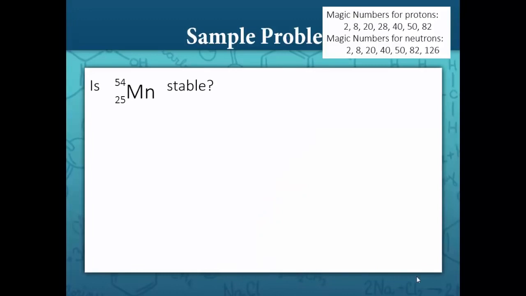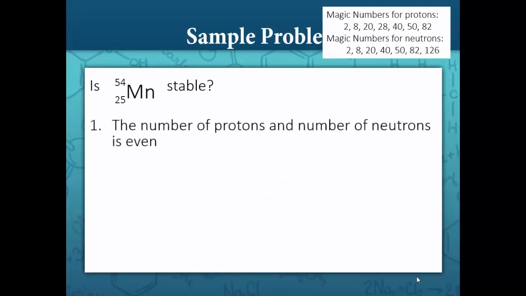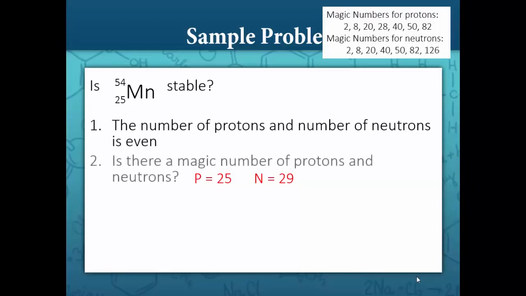Another sample problem. Is manganese-54 stable? We first check to see if the number of protons and number of neutrons are even. Manganese has 25 protons and 29 neutrons, so no, it does not have an even number of either protons or neutrons. Further, neither of these odd numbers is a magic number for either protons or neutrons.